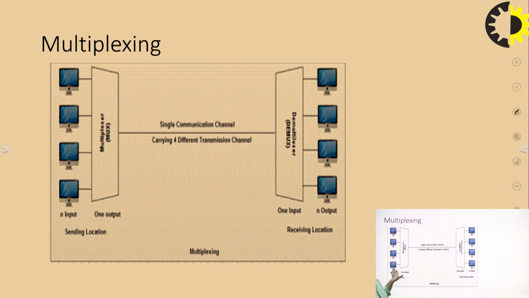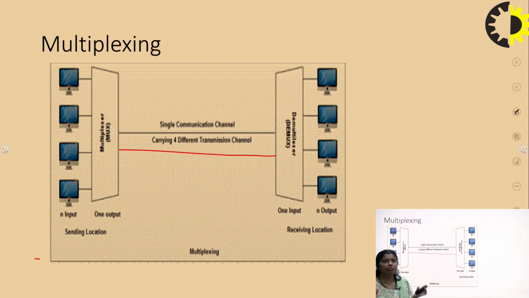Suppose there are 4 stations. These 4 stations generate their signals or messages, and these messages have different frequencies. These different frequencies travel over a channel. So what is a channel?